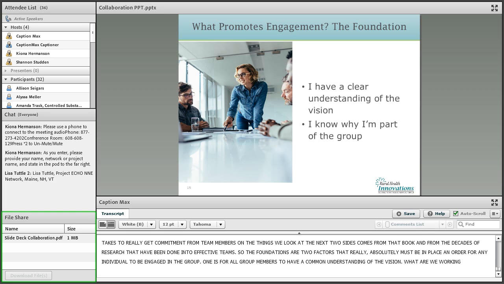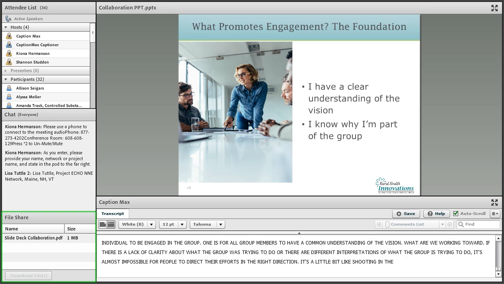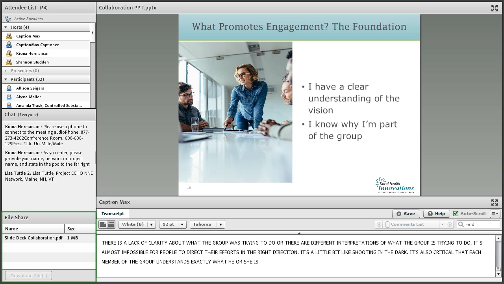At the end of the set of slides, we've got a set of resources that we think might be helpful to those of you who want to more fully understand engagement or have specific engagement-related goals. And one of those resources is a book called Committed Teams by Mario Musa. In that book, the author clearly outlines what it takes to really get commitment from team members. And the things we're going to look at on the next few slides come from that book and from the decades of research that has been done into effective teams.